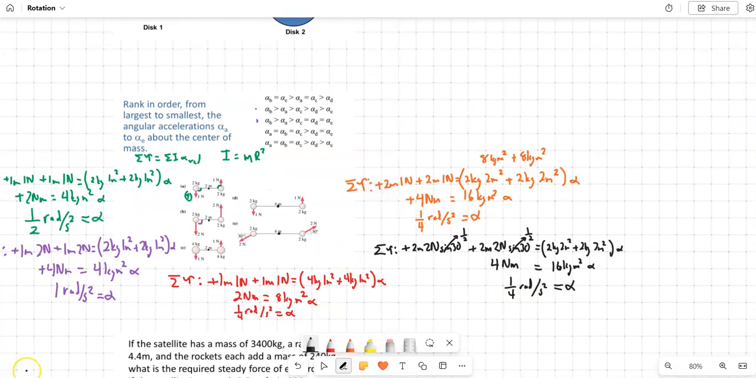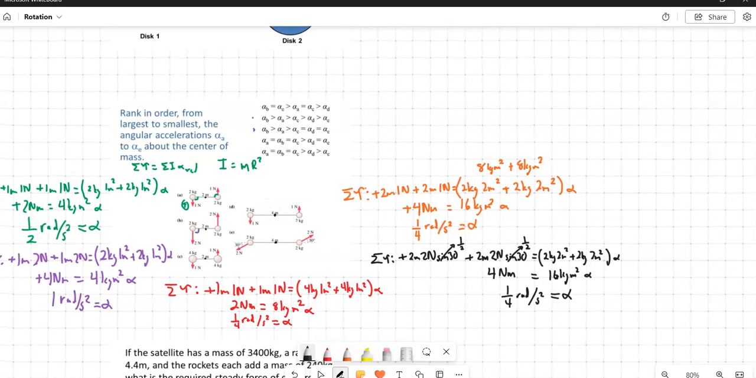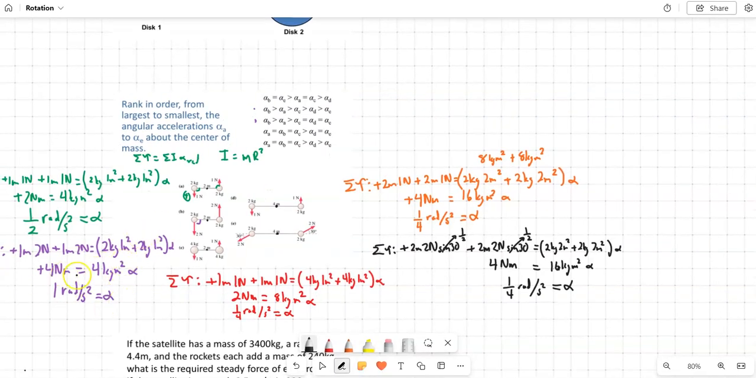So what this looks like is it looks like B is the largest, A is the second largest, and then it looks like C, D, and E are all equal. So B is greater than A, which is greater than C, D, and E. So it looks like this is the correct answer right here.